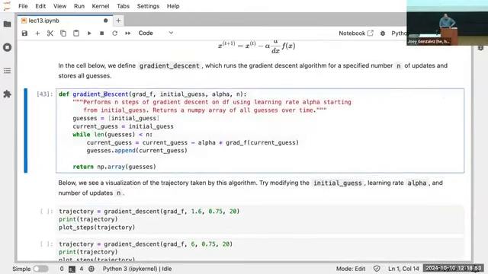All right, here's my algorithm. Let's walk through it. Gradient descent takes a gradient, an initial guess, an alpha, and an n, which is the number of steps I want to take. I should have probably made that t. Oh well. Let's make it t. I'm going to do t steps.